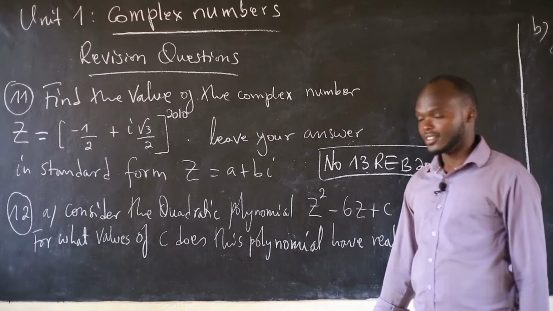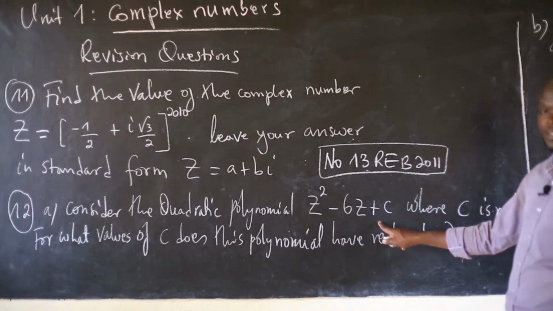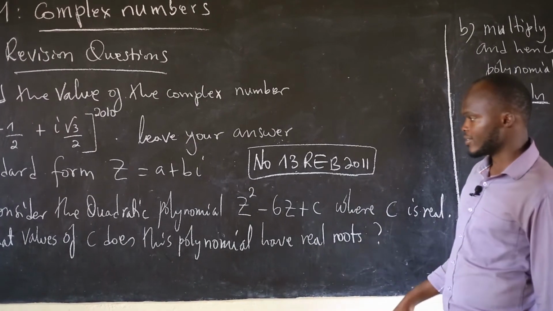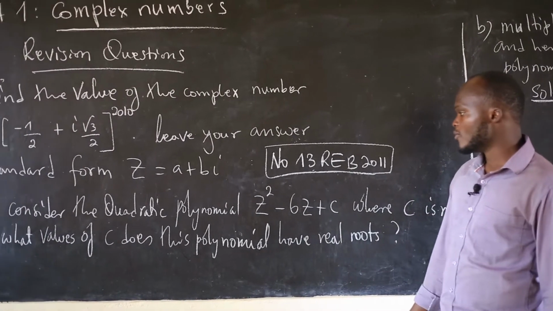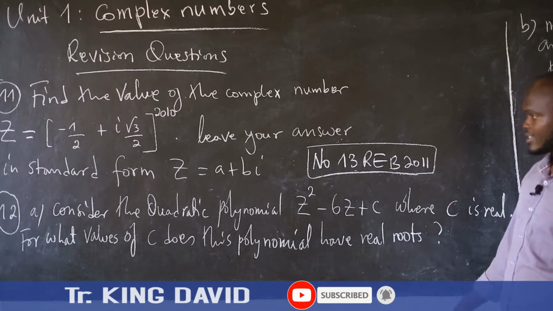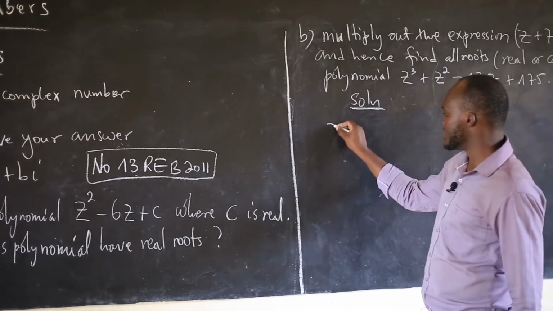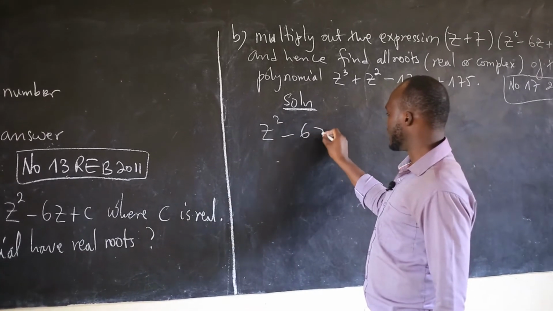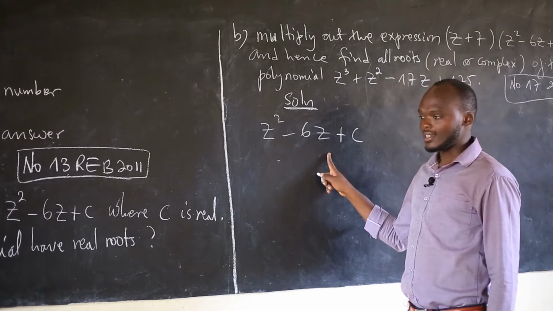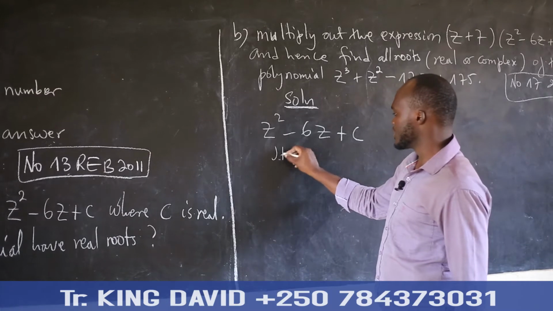Number 12 is saying, we have number 12a. Consider the quadratic polynomial z squared minus 6z plus c, where c is a real number. For what values of c does this polynomial have real roots? That's number 12a. So we have our quadratic polynomial, which is z squared minus 6z plus c. For which values of c does this polynomial have real roots?